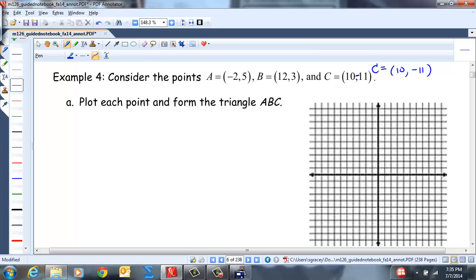So here we go. The first step, plot each of the ordered pairs. So go ahead, pause the movie, and why don't you guys plot those ordered pairs.